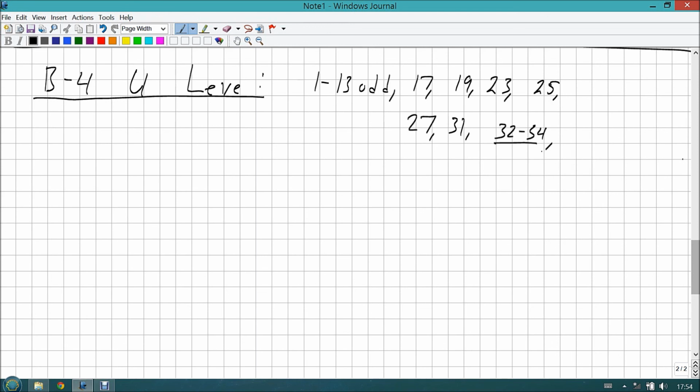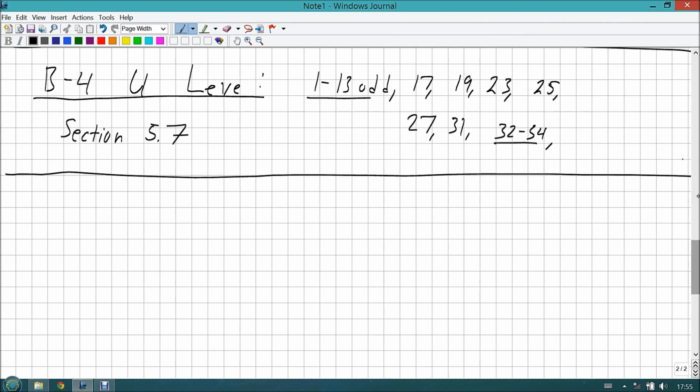And I think that's going to be it for today. So go ahead, make sure that everything is good to go. Make sure that you're doing the odds. Make sure that you are in section 5.7 in Algebra 1. And it's 1 through 13 odds, 17, 19, 23, 25, 27, 31, 32 through 34. A lot of these are super easy. You should have no problems at all. Please remember that you should have your textbook at your table when you start. Good luck and have fun.